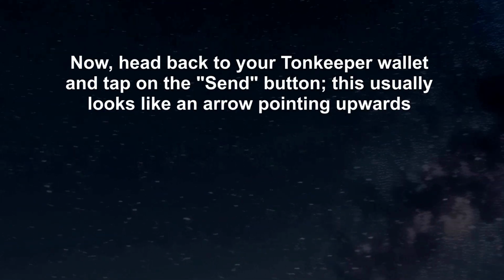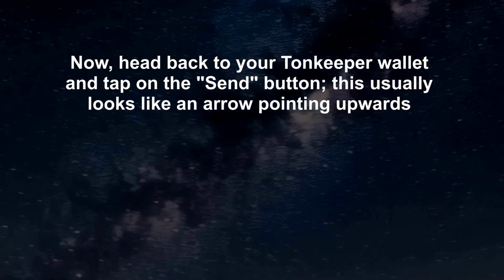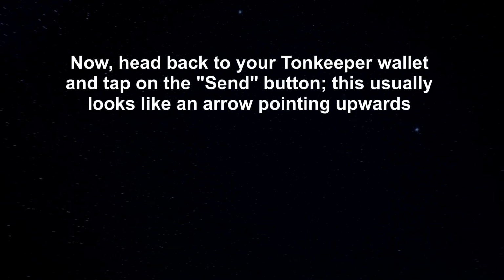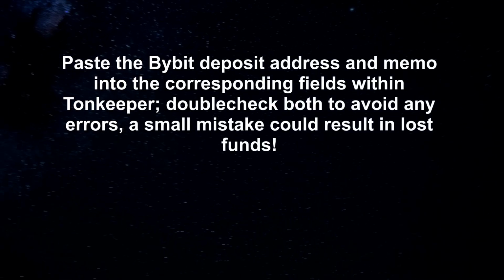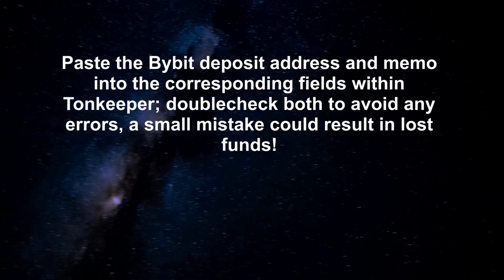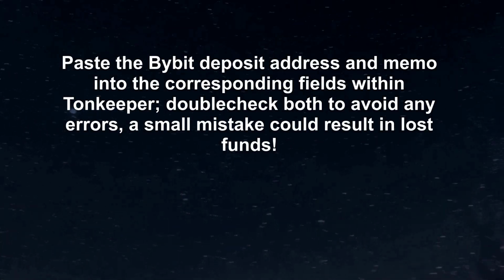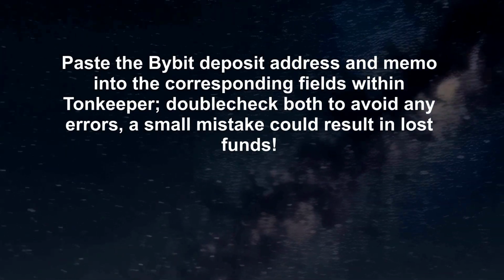Now head back to your Tonkeeper wallet and tap on the send button. This usually looks like an arrow pointing upwards. Paste the Bybit deposit address and memo into the corresponding fields within Tonkeeper. Double-check both to avoid any errors. A small mistake could result in lost funds.